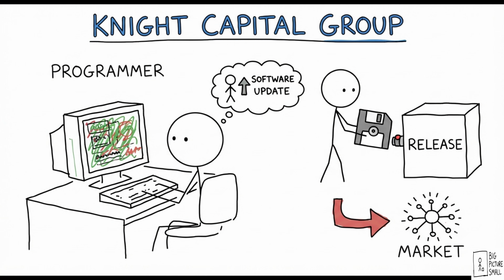One morning, they attempted to deploy a new piece of software. It was supposed to be a standard update. Instead, the firm suffered a total system collapse that lasted only 45 minutes but cost them $440 million, nearly their entire company.